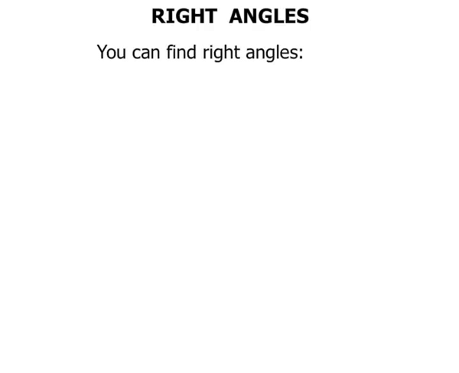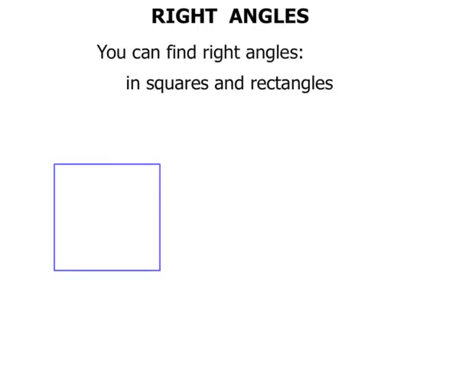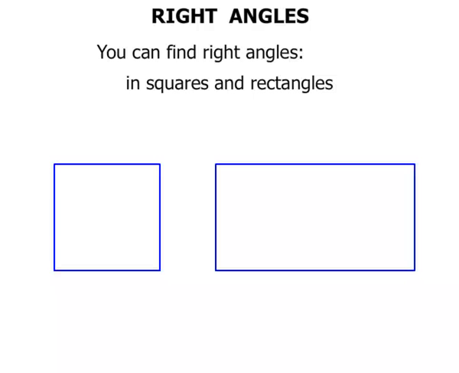Now you can find right angles in squares and rectangles. So there's a square, there's a rectangle. Each of those corners are right angles. So the square has 4 right angles, and the rectangle also has 4 right angles.